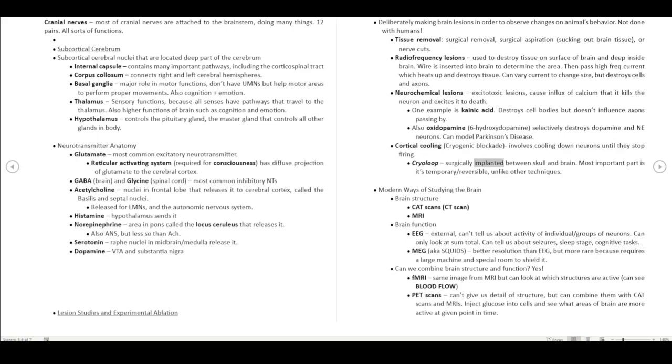A cryoloop is surgically implanted between the skull and brain. The most important part is that it's temporary and reversible, unlike other techniques.